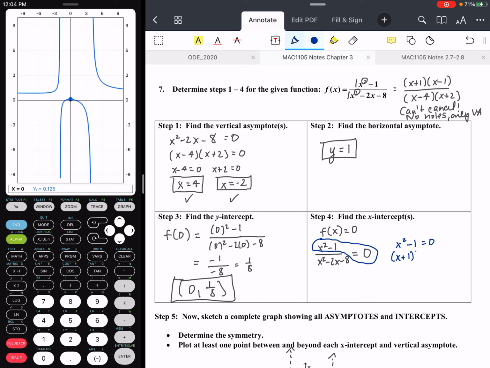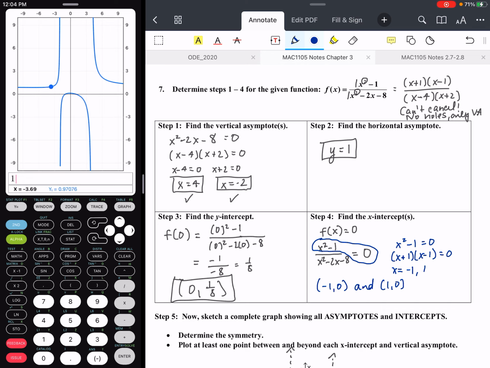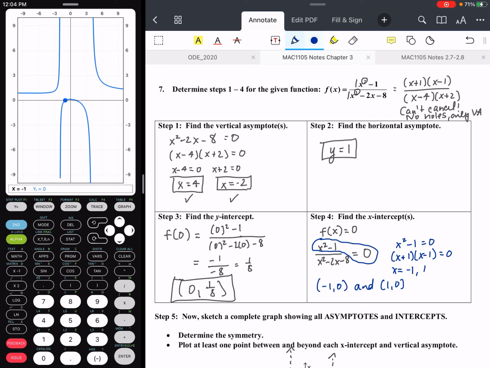And then I can factor: x plus 1 times x minus 1 equals 0. Set each factor equal to 0. X equals negative 1 or x equals positive 1. So these would be my two x-intercepts, negative 1, 0 and positive 1, 0. Let me just verify that with my trace function. So 1 for x gives me 0 for y. Negative 1 for x also gives me 0 for y.